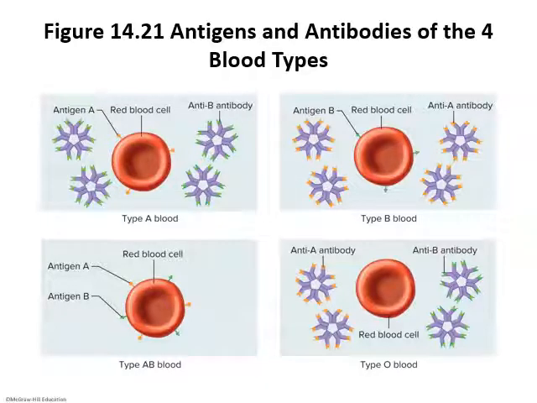If we drop down to the bottom left, we can see type AB blood. Because this person has both antigen A and antigen B, they don't have either antibody. If they did, it would cause major agglutination and possibly death for that patient. So people with type AB blood have both antigens on the red blood cell, but no antibody. And then lastly is type O blood. These people don't have either A or B antigen on the red blood cell, so they have both the anti-A and the anti-B antibody floating around in their plasma.